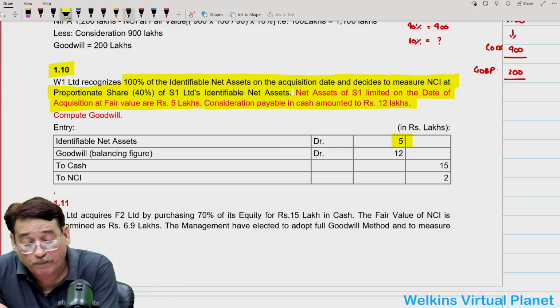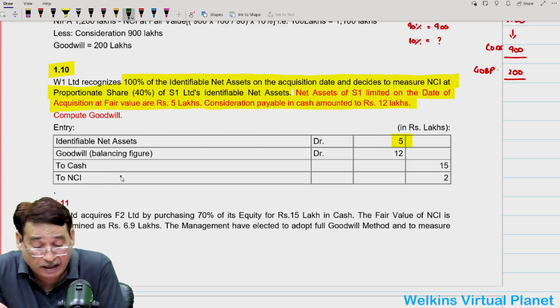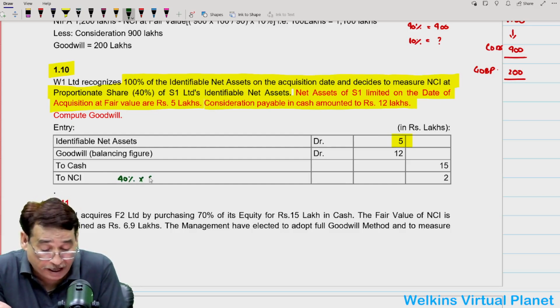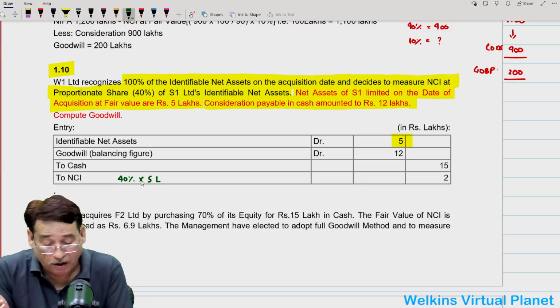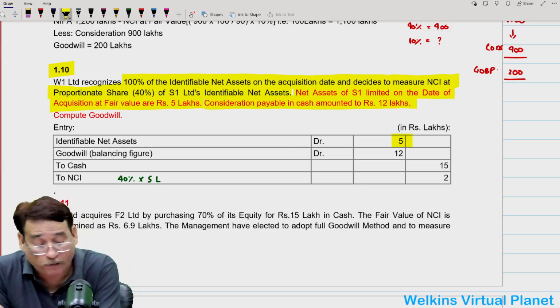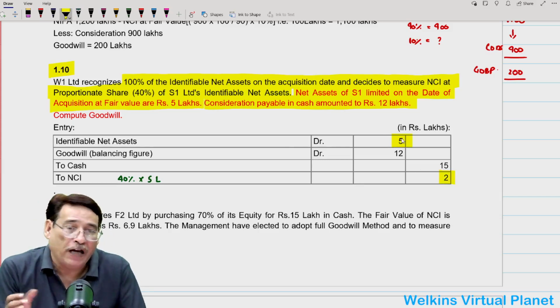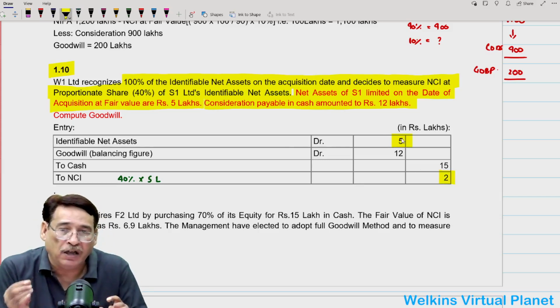First of all, you compute the NCI, and it is clearly given NCI is being computed on PSNA basis. So 40% of net identifiable asset is equal to 5 lakh. So 40% of 5 lakh will be equal to 2 lakh. Correct? So by subtracting 2 lakh from 5 lakh, that means I have so far recorded 3 lakh worth of net asset related to acquirer.